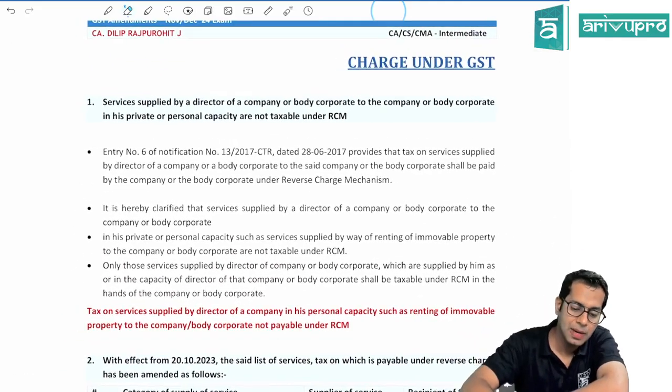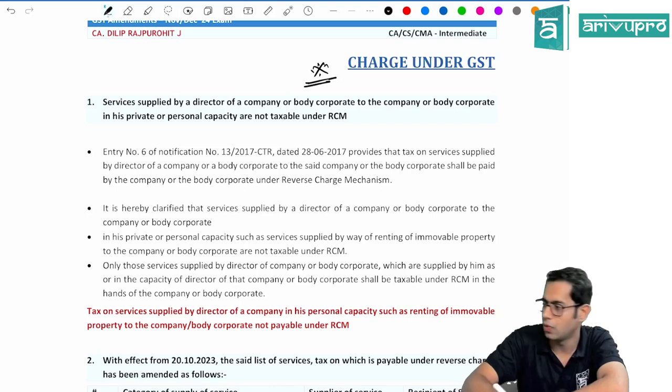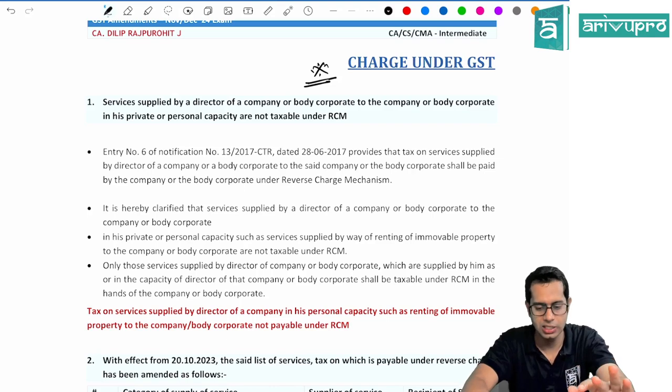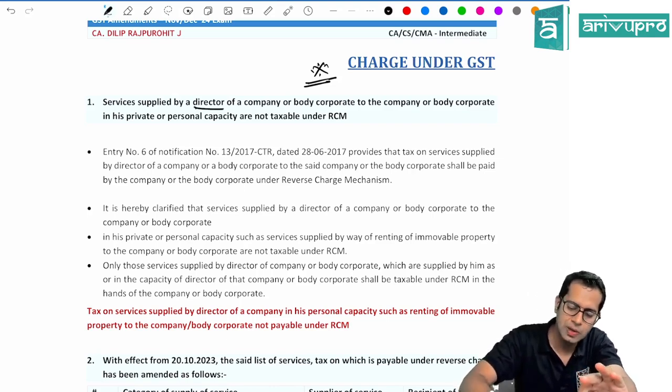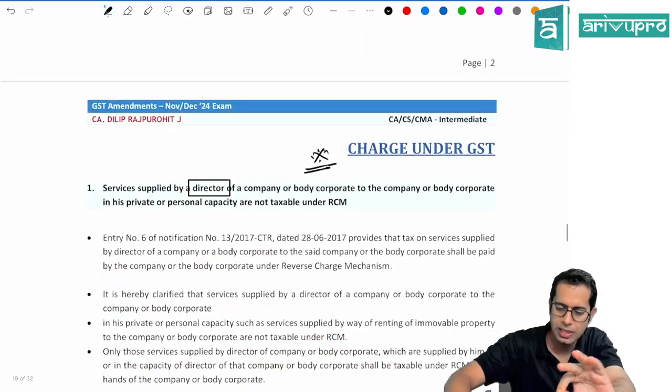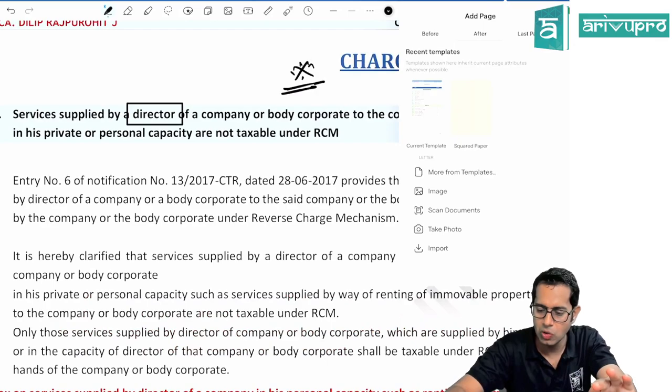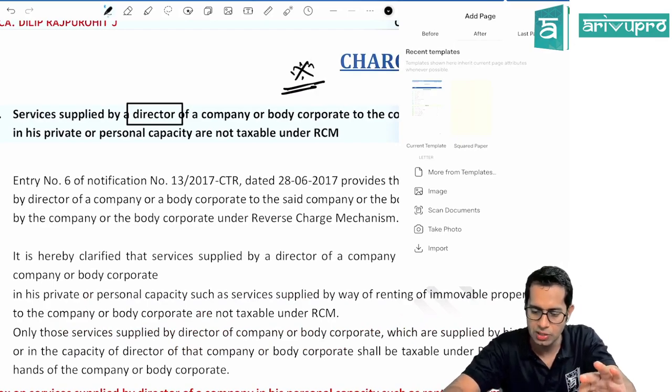Now, one of the major amendments which has happened under GST law is in charge under GST law, and that too with respect to director related services. Now, I'll explain this with a beautiful example, and I'll make you prepare a very good chart for this particular transaction.